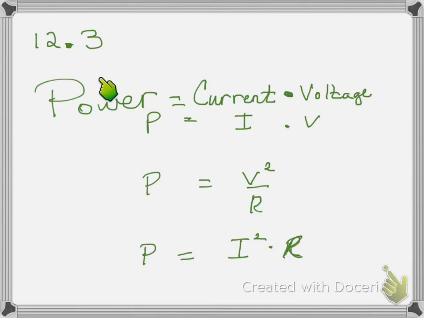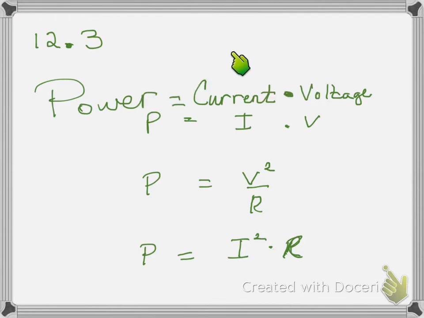This is electric power, and electric power is figured by taking the current in a system and multiplying times the voltage. So remember, if you have a circuit and you've got current running through that circuit and the voltage of the battery, you can multiply those two together to figure out the power of that circuit.